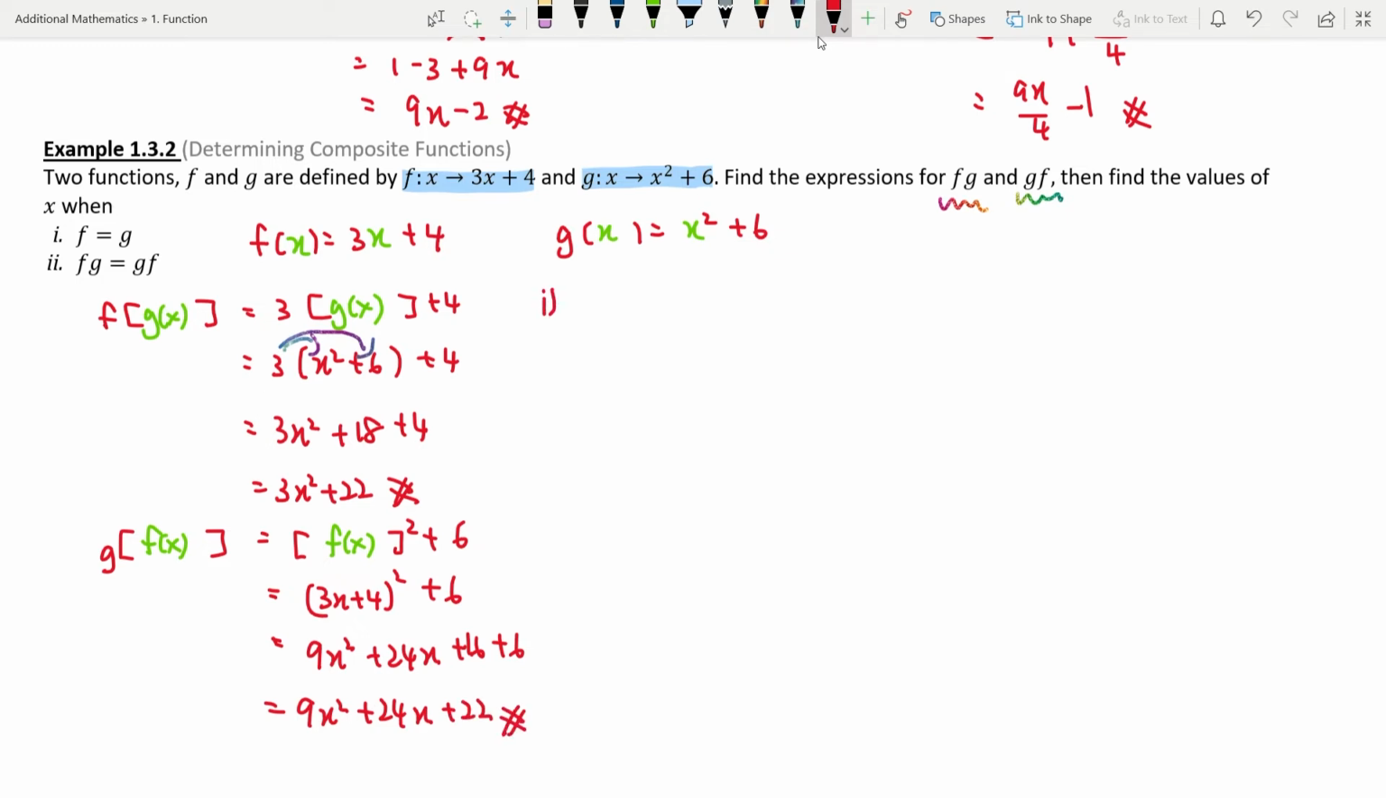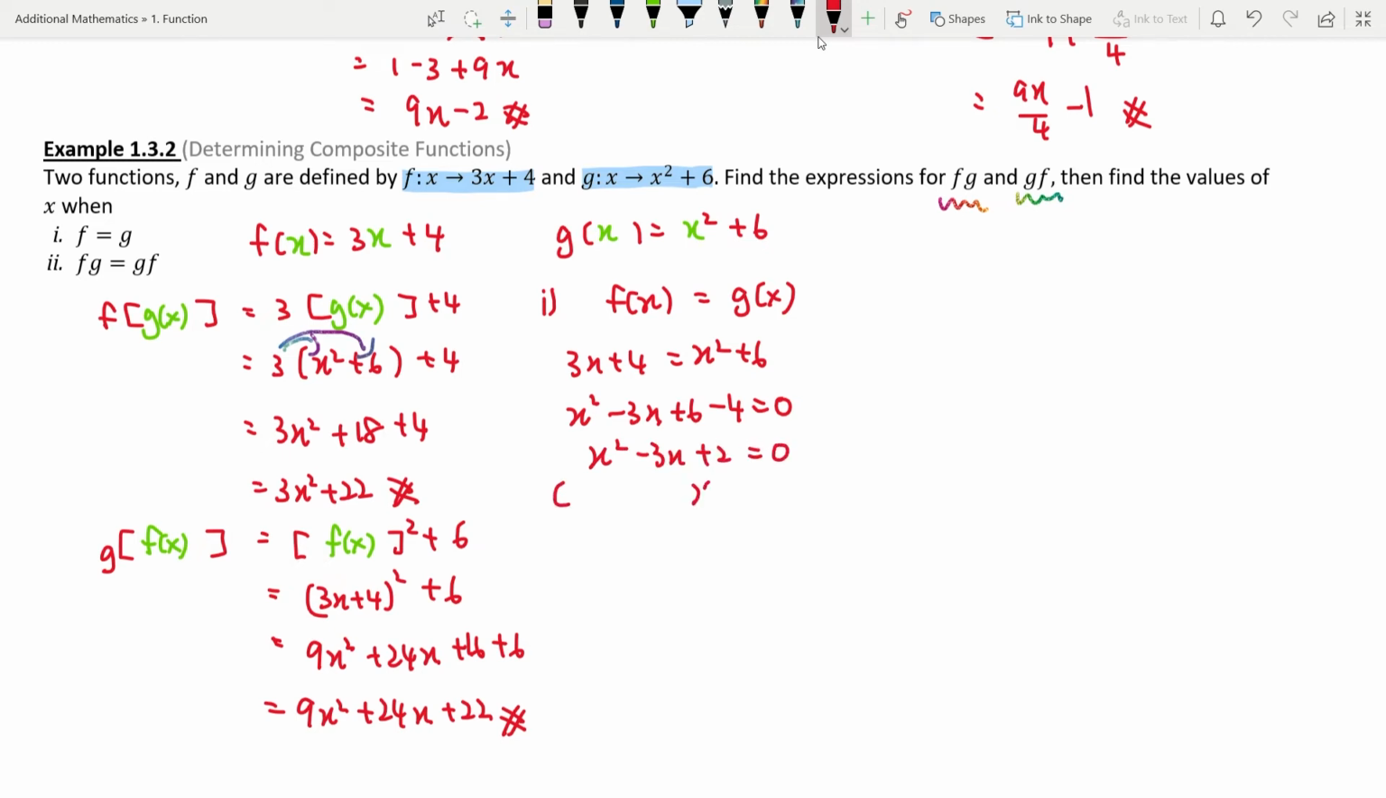The first one, find the values of x when f equal to g. f(x) is equal to g(x). f(x) is 3x plus 4, is equal to x squared plus 6. Since at the right side I have a positive x squared, I'm going to move all the terms at the left side to the right side. x squared minus 3x plus 6 minus 4 equal to 0. Simplify it, x squared minus 3x plus 2 equal to 0.